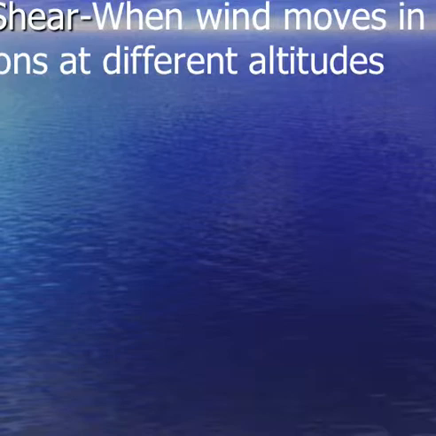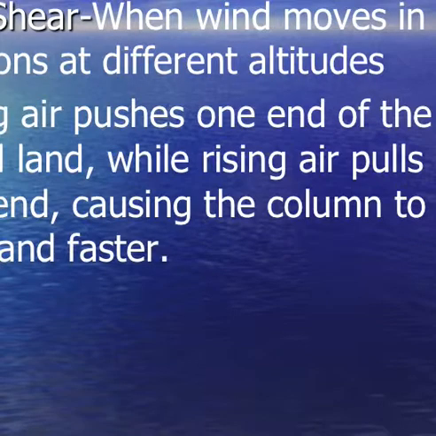Again, when wind moves in different directions at different altitudes. The next condition, don't write anything yet, just look at it so you can see how you're going to fill in the blanks. The next condition is when sinking air pushes one end of the column towards land and rising air pulls on the other end. Remember, it's unstable air. They're always moving, doing something different. And this causes the column to spin faster.